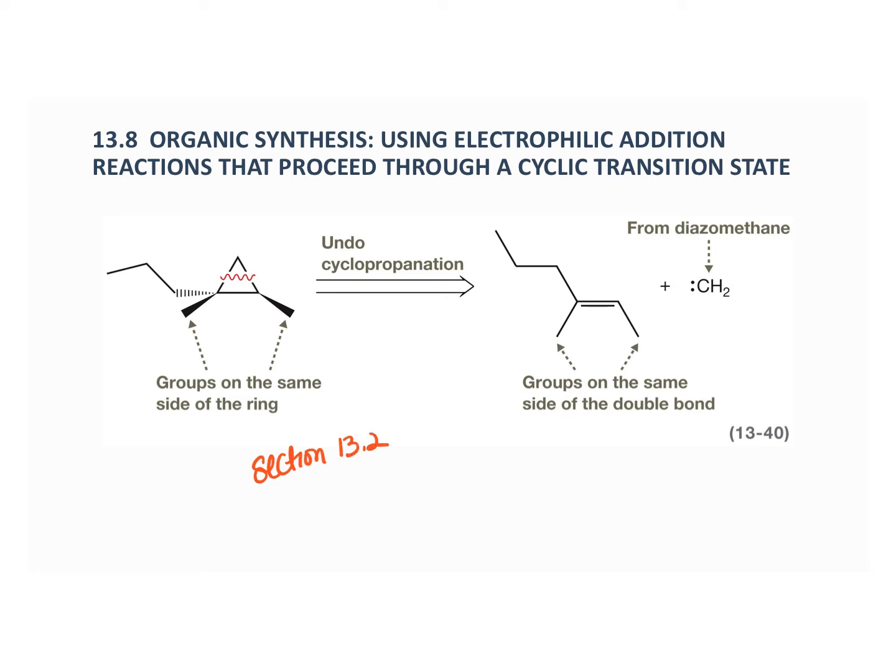Okay, I want you to notice that we're going to put these groups on the same side, and so these are shown as being on the same side because they both have the same solid wedges. Understand, if they both had the dashed wedges, they would still be shown on the same side. They've just flipped the molecule around. But because these are the same solid wedges here, it means they're on the same side. And so these groups are on the same side of the double bond, okay?